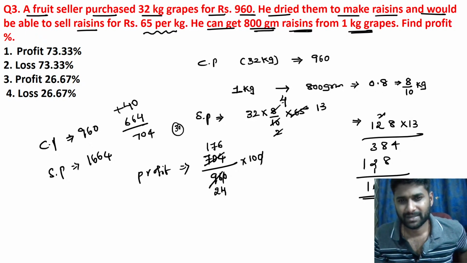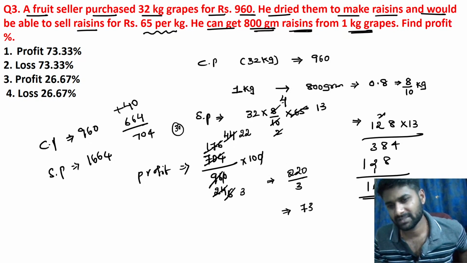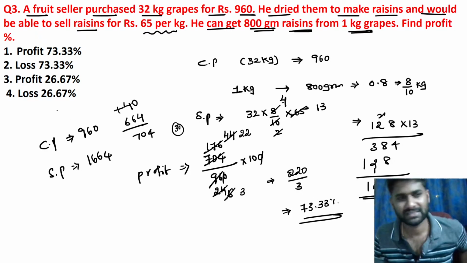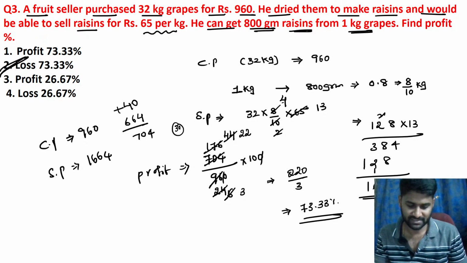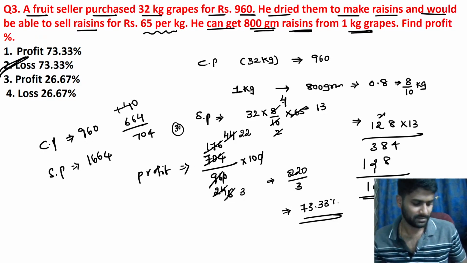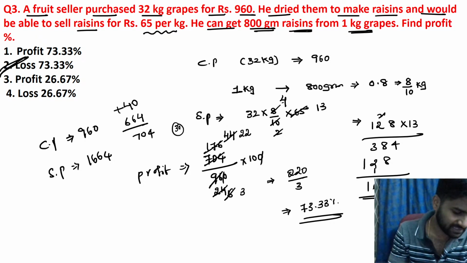Again you can cancel here by the 4 table. 4 fours are 16, 4 sixes are 24. So 4 fours are 16, 4 fours are 16. Again it is 22 times. Again it is 3 times. So finally the value becomes 220 by 3. So 3 sevens are 21, 3 threes are 3 points. So exactly the answer is 73.33. 73.33% is the answer. Just observe the calculation part. So 73.33% is the profit.